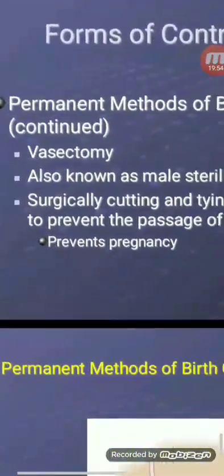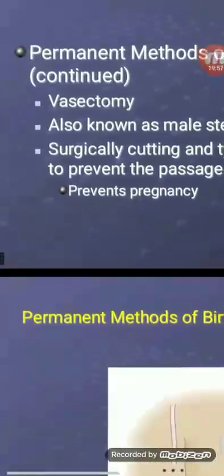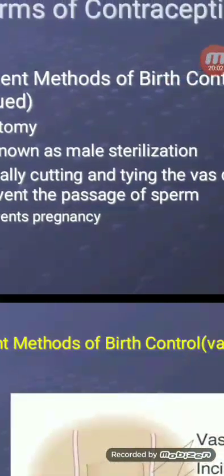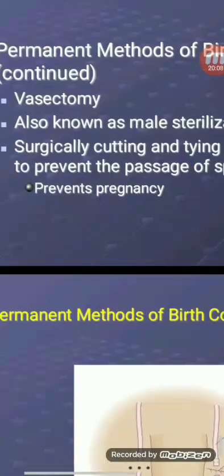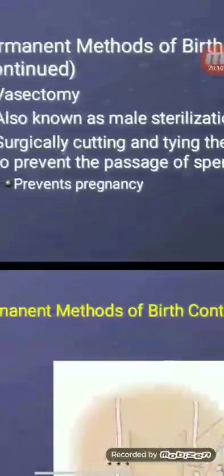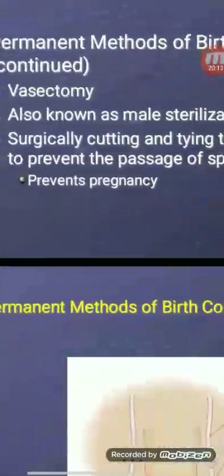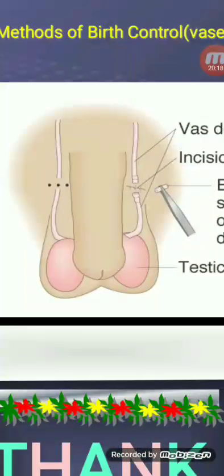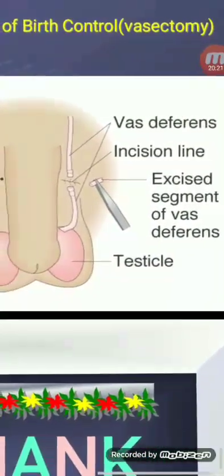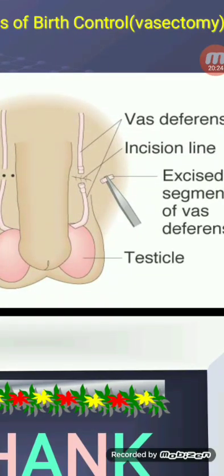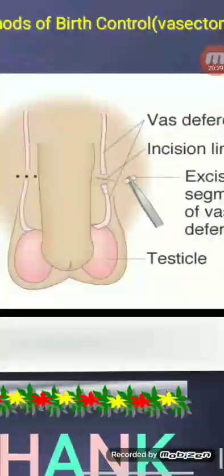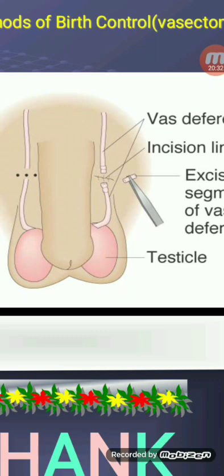Forms of contraception. The permanent method of birth control is vasectomy, tying of the vas deferens, also known as male sterilization. It is surgically cutting and tying the vas deferens. It prevents the passage of sperm and prevents pregnancy. Take a look at the permanent method of birth control: you see the vas deferens, the incision line, the cutting line, excise a segment of the vas deferens and ligation. Excise, take it out, and ligate both sides.